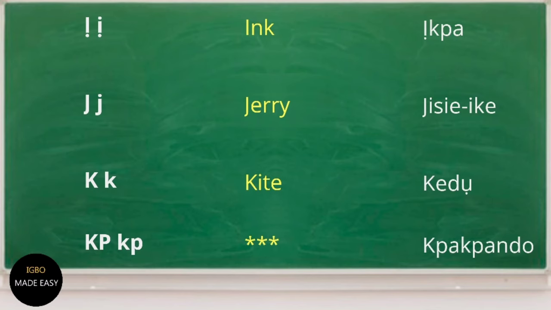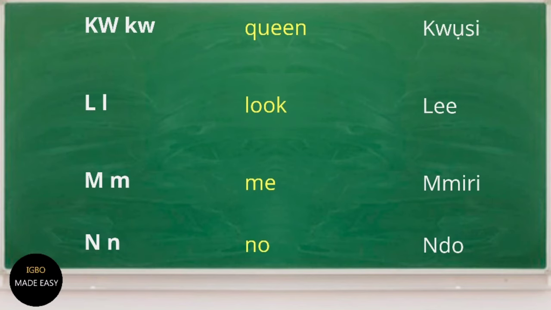All right, here we have kwe, le, me, ne. Kwe is very synonymous with the qu sound in queen, the Q-U sound as you have in English, or question. That is the sound of kwe. And this is why we don't have Q in Igbo.